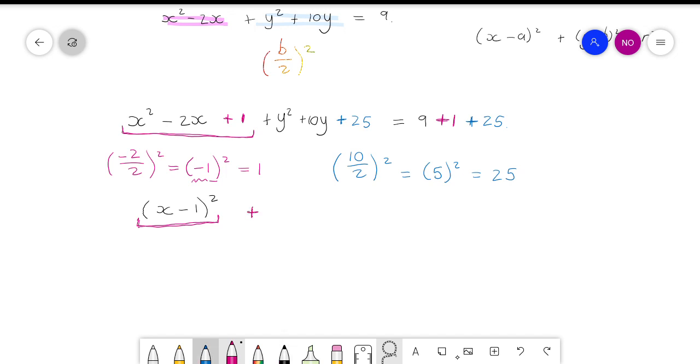Okay, now this blue part, the reason why I have the 25 there is that it can now be written as a bracket squared. What will that bracket be? Y plus 5. And what do we have on the right hand side? 35.